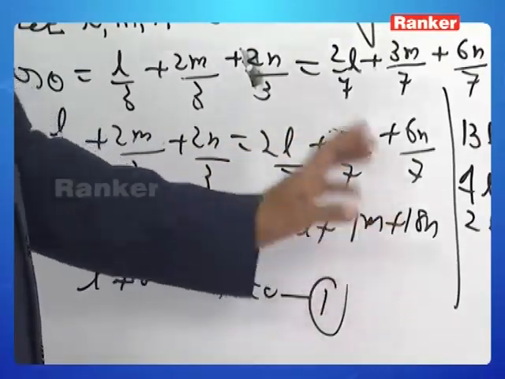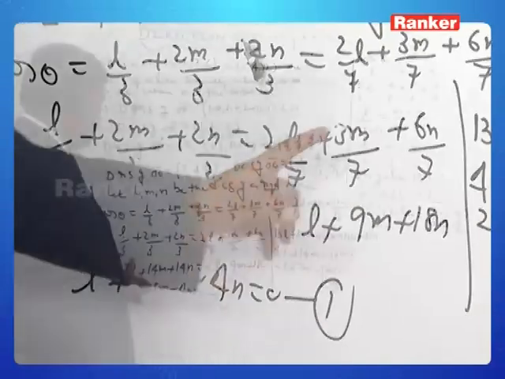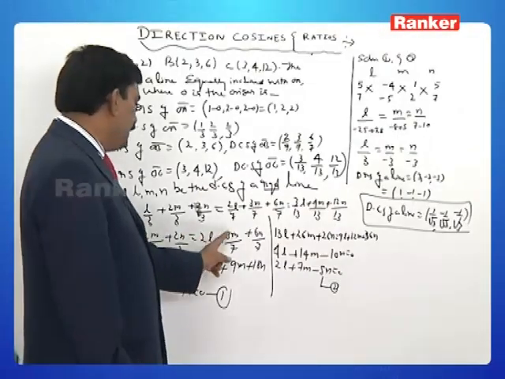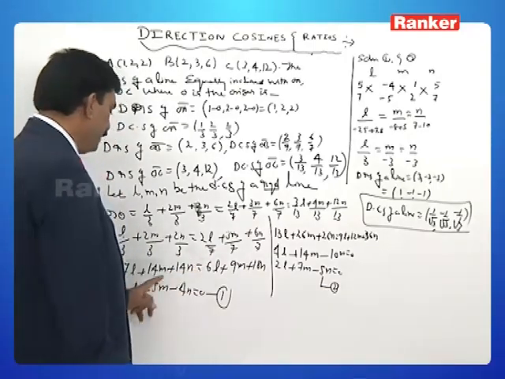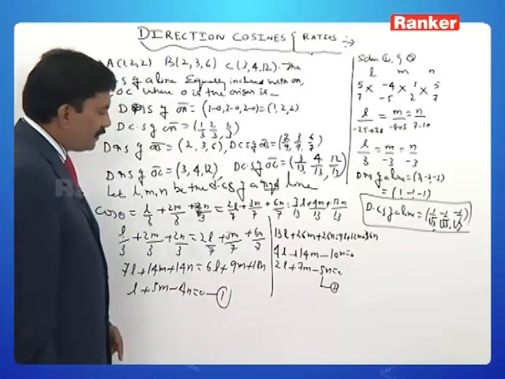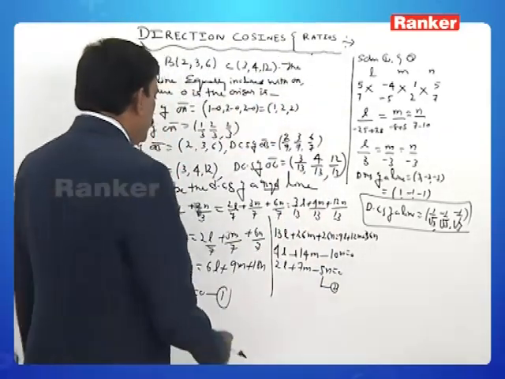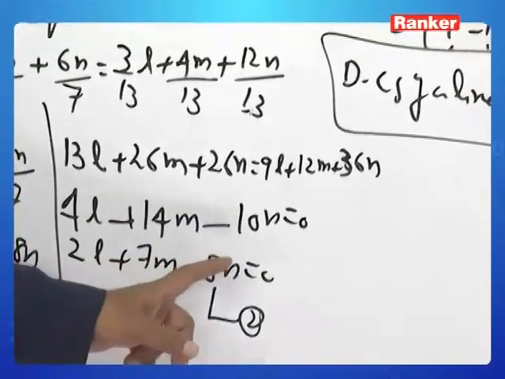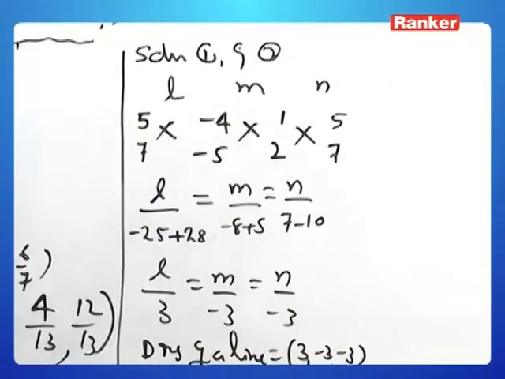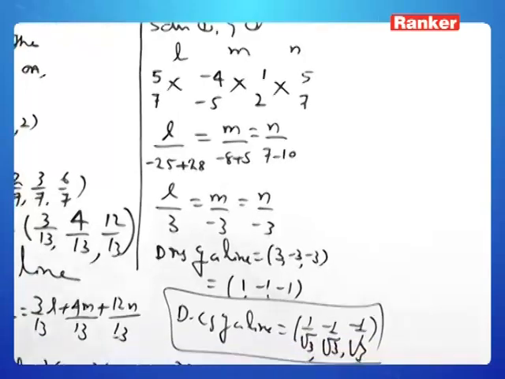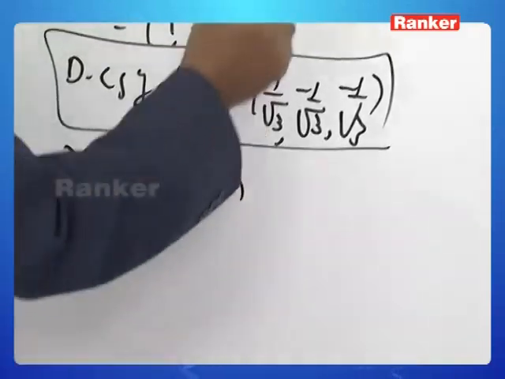So therefore first and second I went for this one. Now cross multiply: 7L, next 14M, 14N, next you cross multiply 3. So therefore 6L, 9M, next 18N. Transfer: 7 minus 6, L; 14 minus 9, 5M; next 14N minus 18N, minus 4N, called as 1. Now first is equal to last. So therefore you cross multiply 3 into 3L, 9L, 13L, 26M, 26N, that is 3 into this one is 4M, that is 12M, next 36N. Transfer this side, I got it 2L plus 7M minus 5N. So therefore solve this 1 and 2. Start with the coefficient of M.